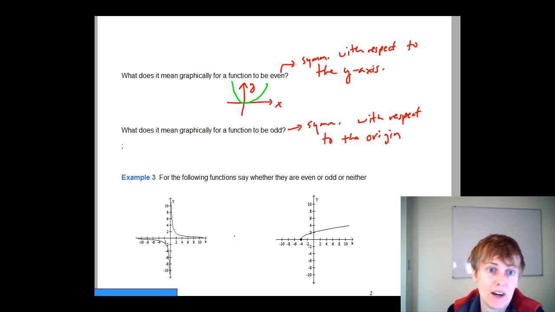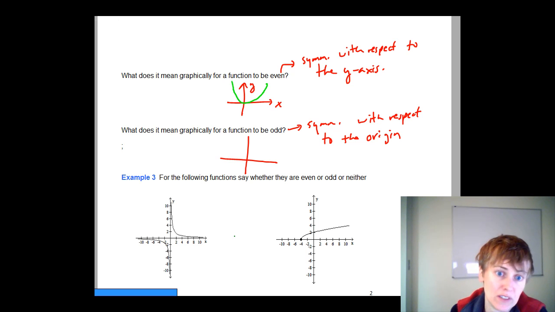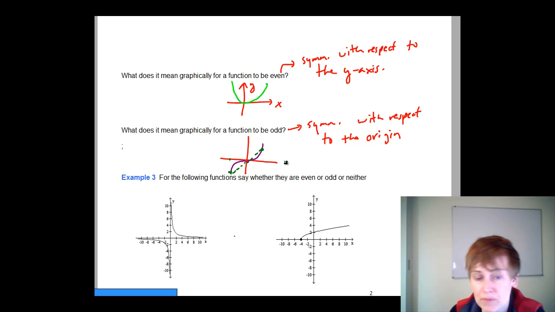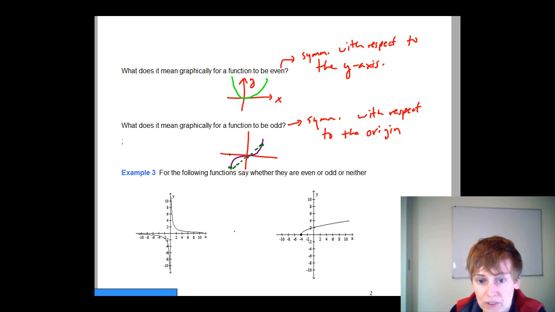Okay? What does it mean to be odd? And so what does symmetry with respect to the origin mean? It means this, that if I have a graph, say something like that, and I pick a value x equals so-and-so, and then I pick x equals the negative of what it was over there, then the distance from that point to the origin and that point to the origin will be the same. That's called odd.